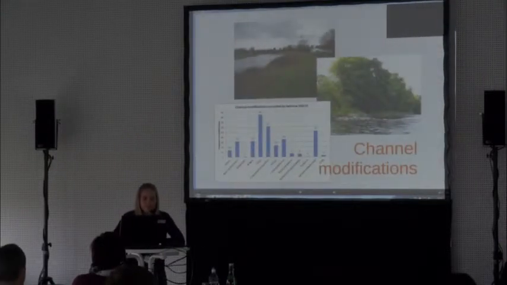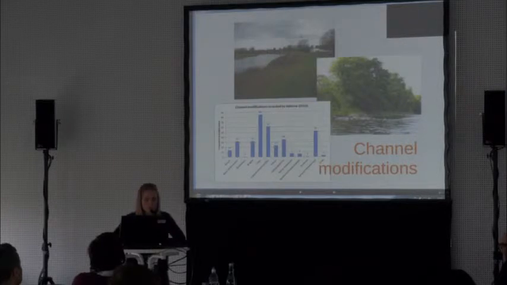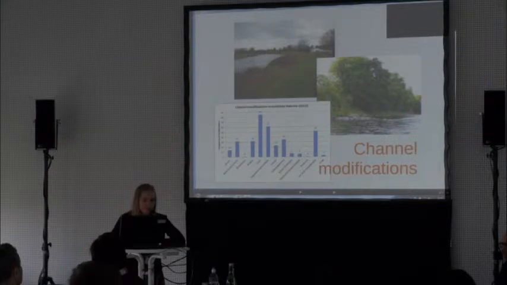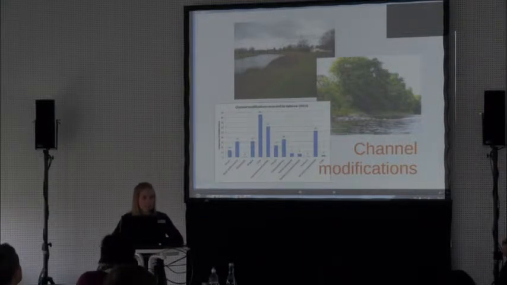And then we've got channel modifications. You can see that croys, engineered bank profiles, and setback embankments are the three main pressures. The croys are the fishing platforms, which you can see in the left-hand picture, the fishermen standing in front or behind it. And they're made of stone and concrete, and there's a lot of them. And there's a problem with removal because there's a historic agreement with landowners and the Environment Agency to protect them, but they're not allowed to put any new ones in.